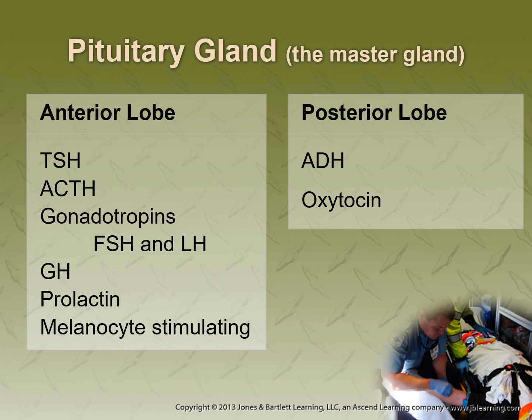ACTH is the adrenal cortex hormones, and then the gonadotropins is follicle stimulating hormone and the luteinizing hormone. Those two are important in the menstrual cycle. Then we see growth hormone, prolactin, and the melanocyte stimulating hormones. So for the posterior lobe, that one's where we should actually concentrate, is we need to know that ADH and oxytocin are released from there.